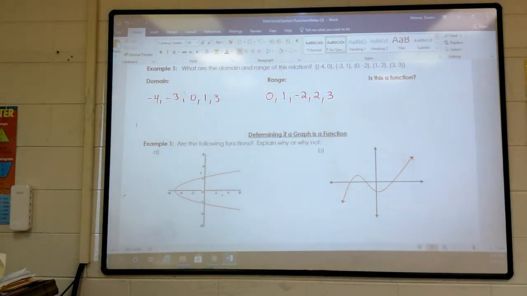Now, you could write it in order. A lot of times they're going to put it in order, so you could move the -2 first and go from least to greatest. A lot of times they're going to do that. But that's what we're looking at. And then we have the question of, is this a function? What about this one? Is this going to be a function?